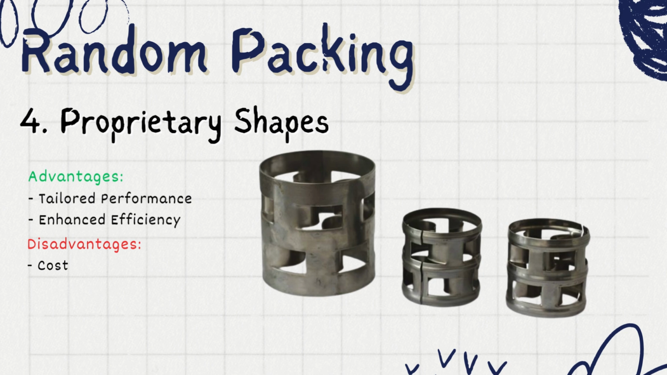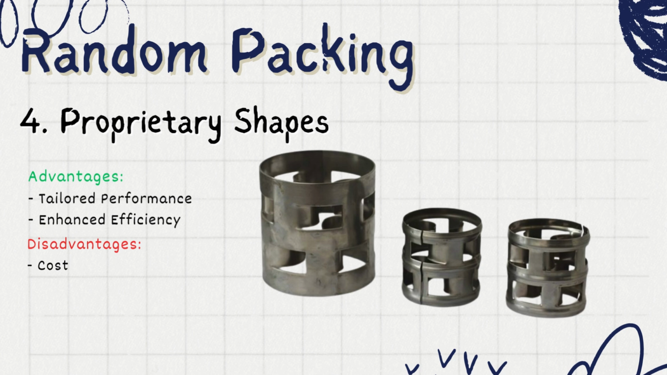Okay, guys, just to make it clear, the packings which we discussed now were random packing, ball ring, ball saddle. Then proprietary shapes include the interlock saddle, high pack ring. All these types of random packing are randomly placed into the distillation column, means they are randomly filled into the packed distillation column, which is just to have vapor liquid contact.